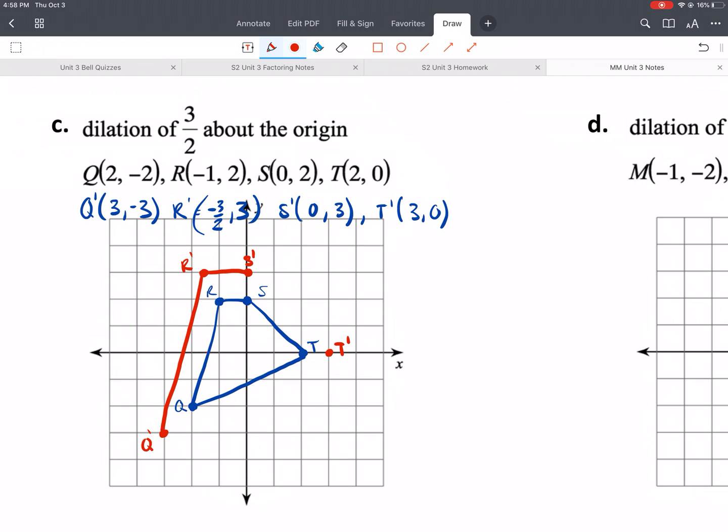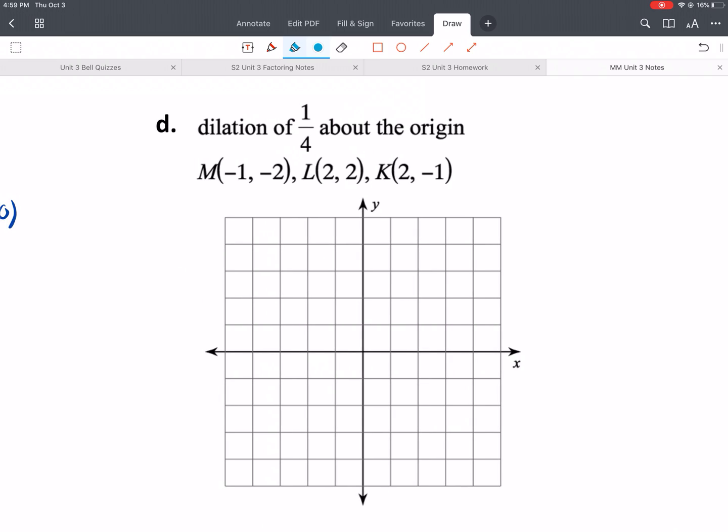Okay, so we enlarged our, well, it's some sort of polygon. One way you can always check that you did this right is if you drew a line from the origin to the point, it should be a straight line for all of the points when you dilate, okay? So if the line isn't straight, some of the points are not on it, then you probably made a mistake. All right, and then 1/4.